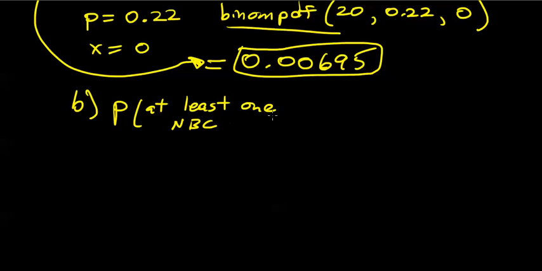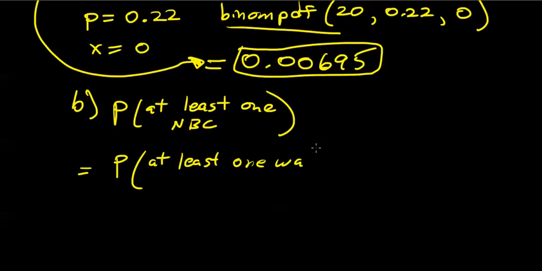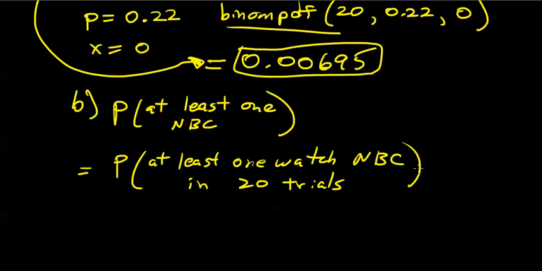I'll just abbreviate the event of watching NBC with the initials NBC. Well, that's really the probability of at least one watcher in 20 trials. Hope I'm not over-explaining this.